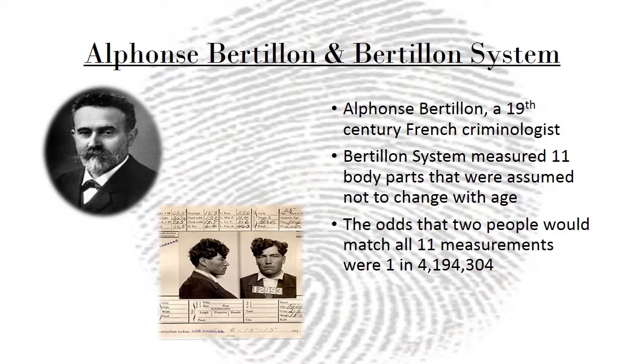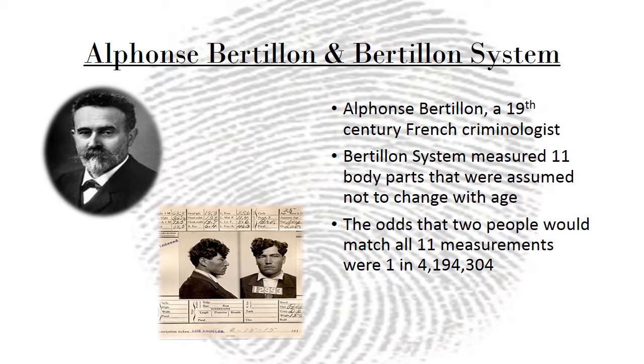One of the earliest criminal classification systems was the Bertillon system, which was developed by Alphonse Bertillon, a 19th century French criminologist. Under the Bertillon system, 11 body parts were measured that were assumed not to change with age. This included the size of your head and the length of your arm.